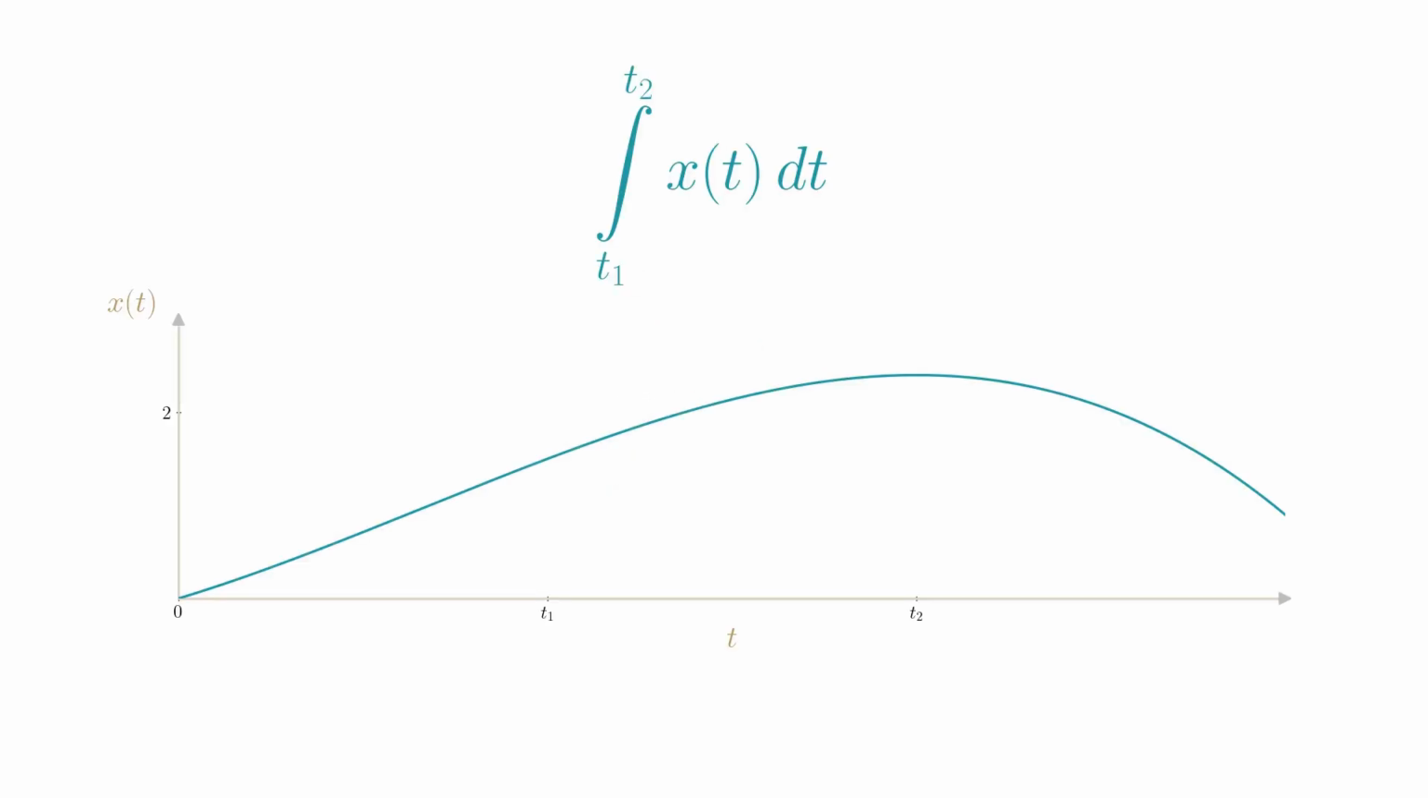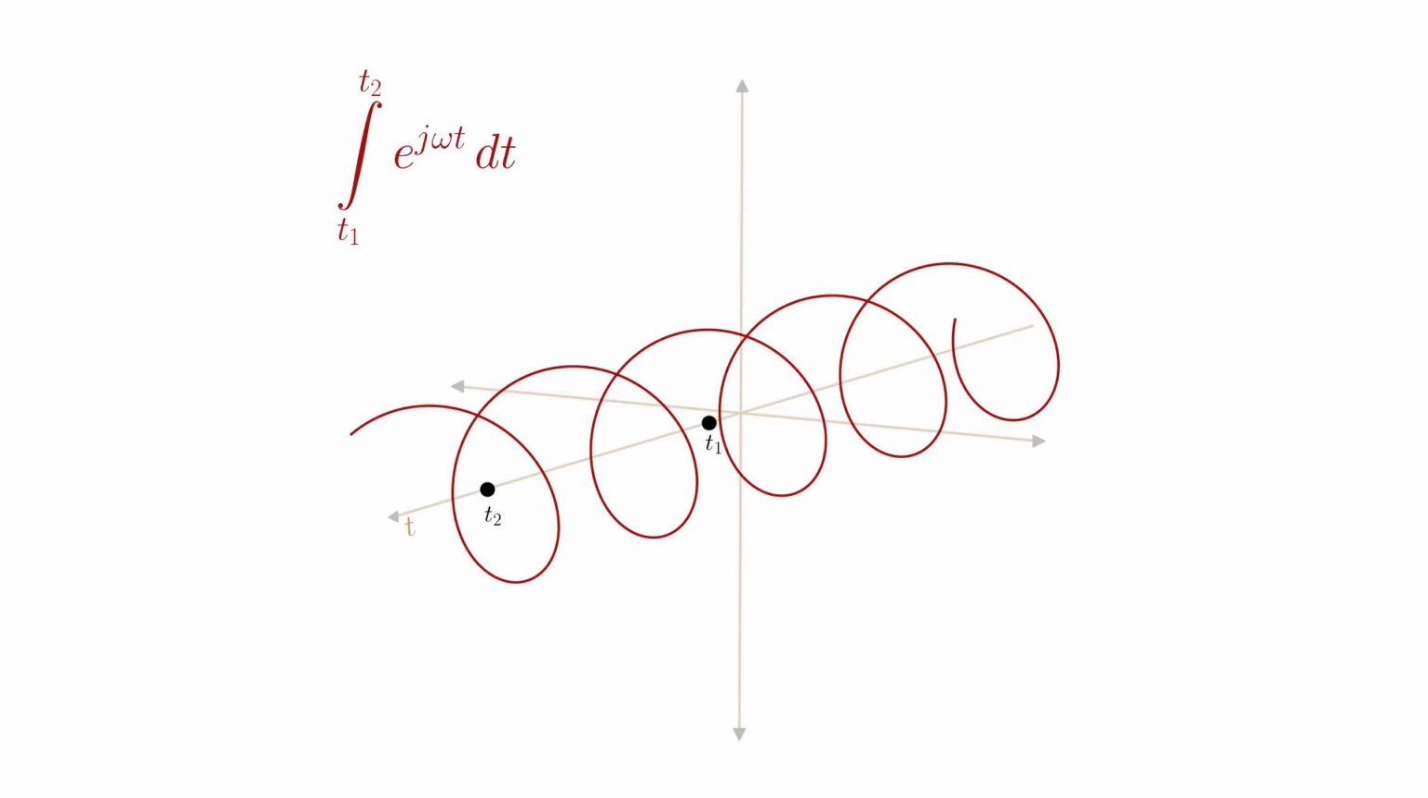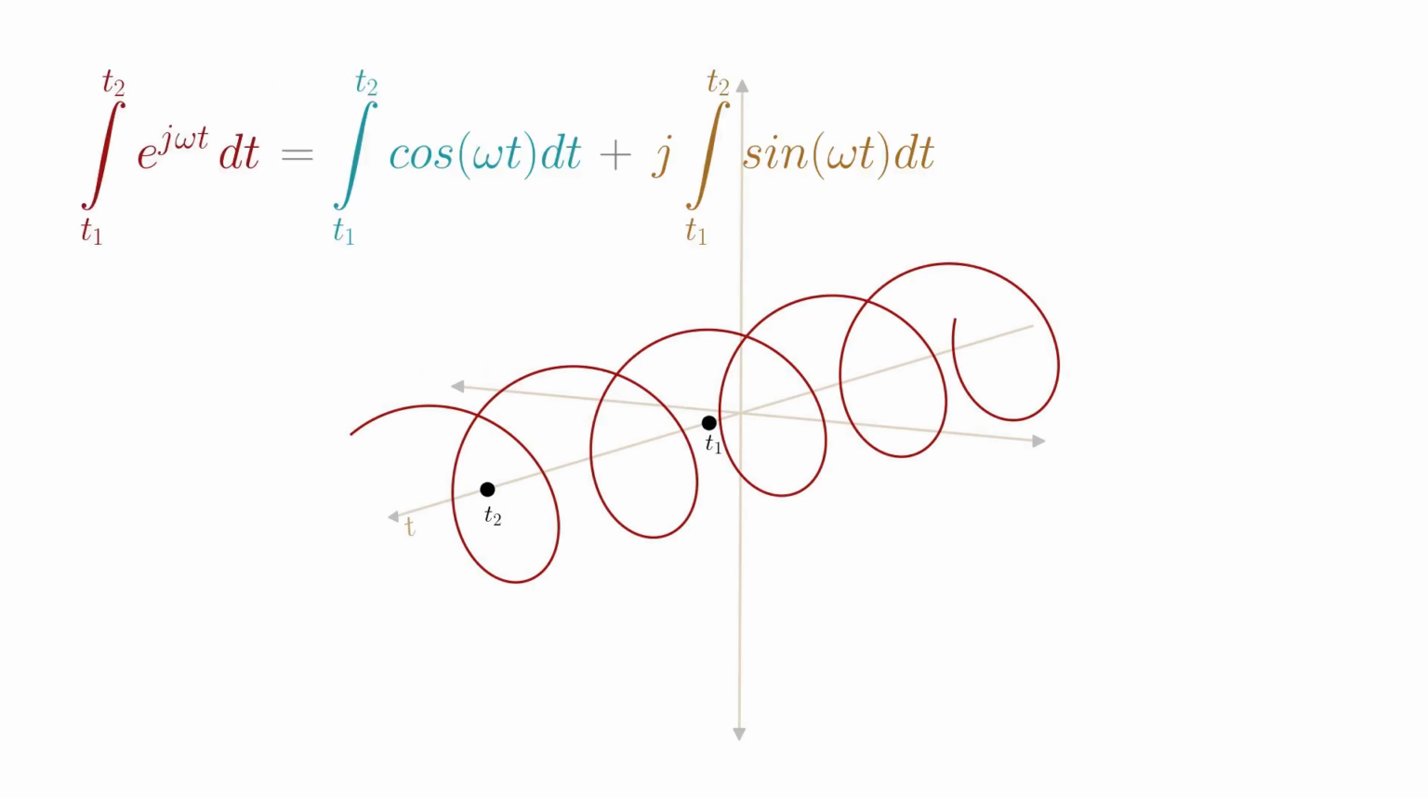What do you get when you integrate e power j omega t? Integration is usually interpreted as the area under the curve. But which area are we talking about in this case? Euler's formula to the rescue. So we see that this integral can be calculated using the area under these two curves. We also see that this value is directly proportional to the difference of the complex exponential evaluated at the limits of the integration.